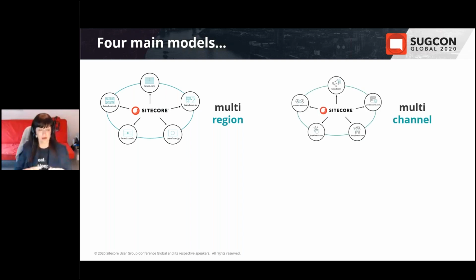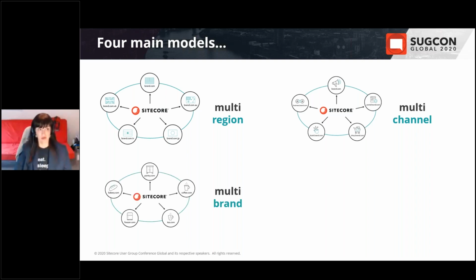Then you have multi-channel. So this is typically one brand with multiple channels on Sitecore. And this can be lots of different kinds of organizations. It could be financial services or utility, universities. It could be anybody who's got the front-end site and then a shop, a portal, even sub-sites like a business site or something like that. Typically, there's the high-level domain for the public-facing site, and there are subdomains for the other sites.